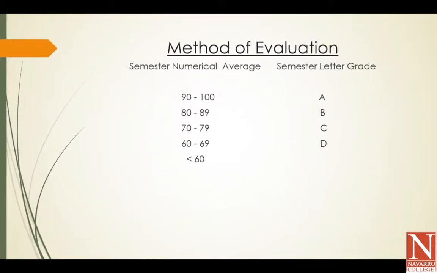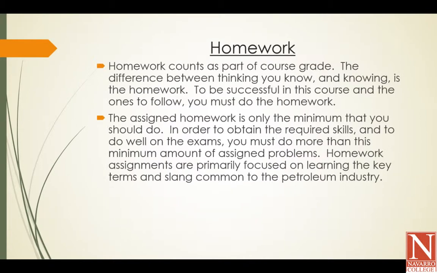The method of evaluation. If you get anywhere from 90 to 100, that's an A. 80 to 89, that's a B. 70 to 79, that's a C. And you don't want anything below a C. I think you can pass with a D, but I'm not sure. But you don't want a D on your transcript anyway. It's just going to mess your GPA up.